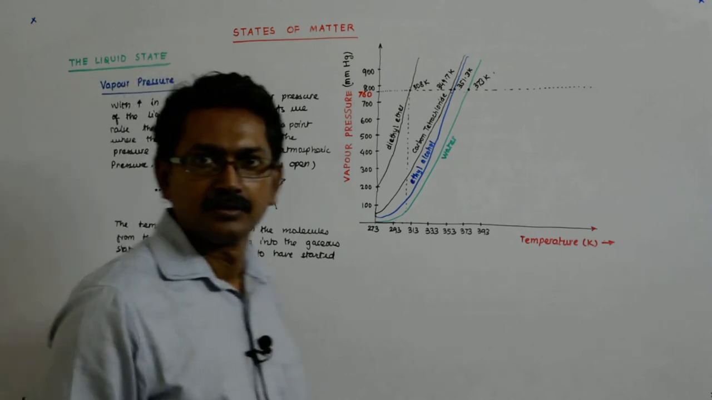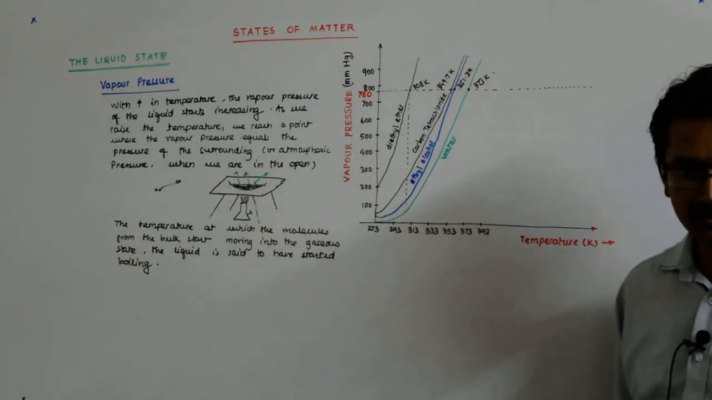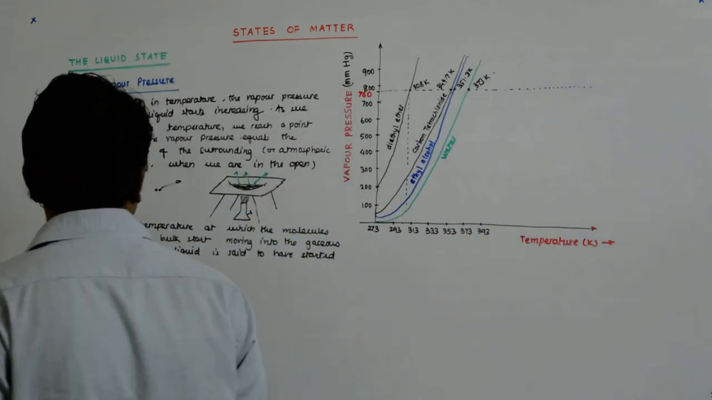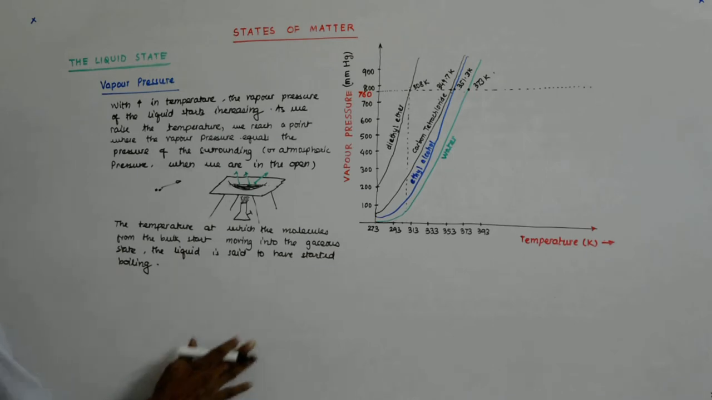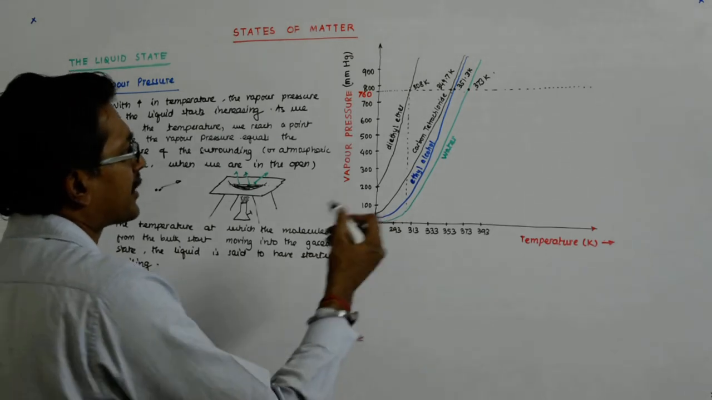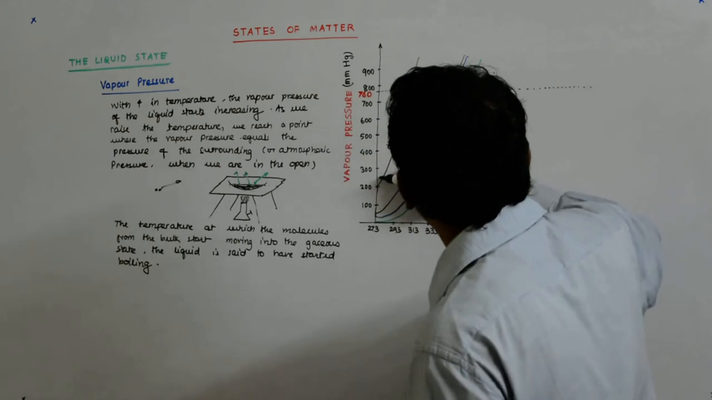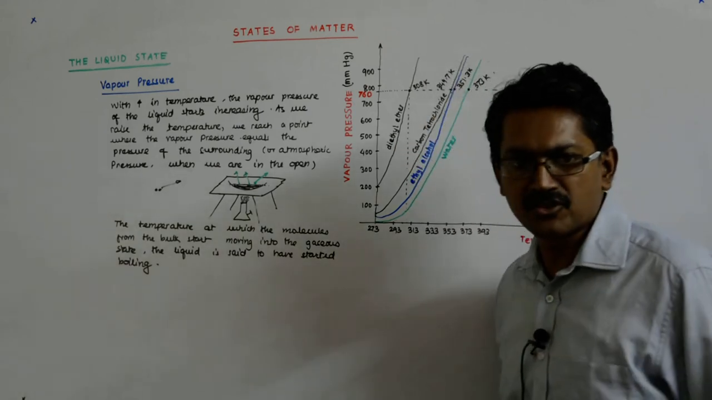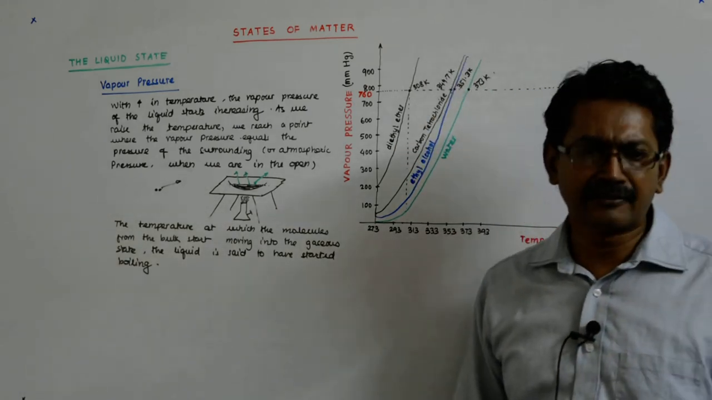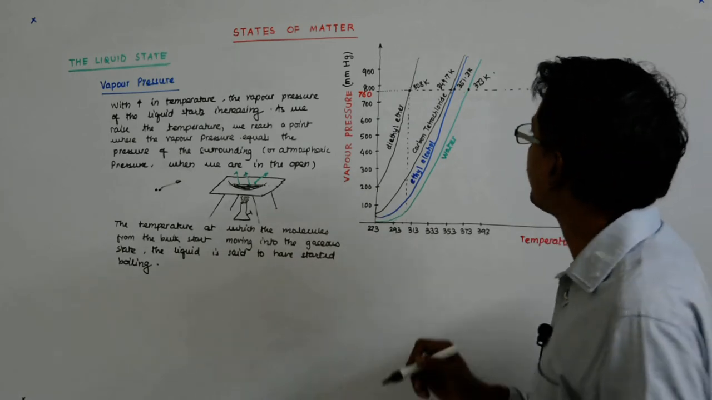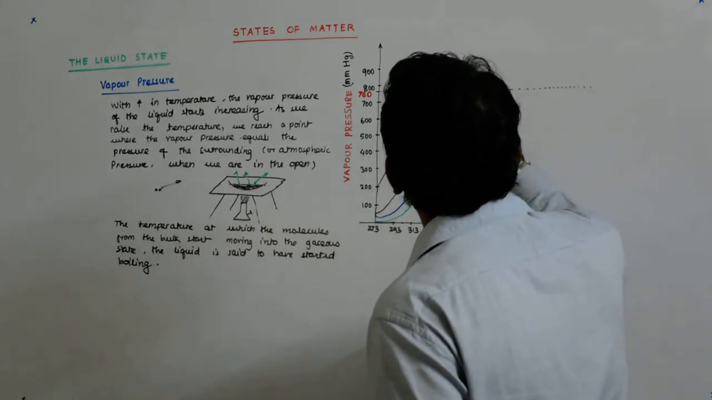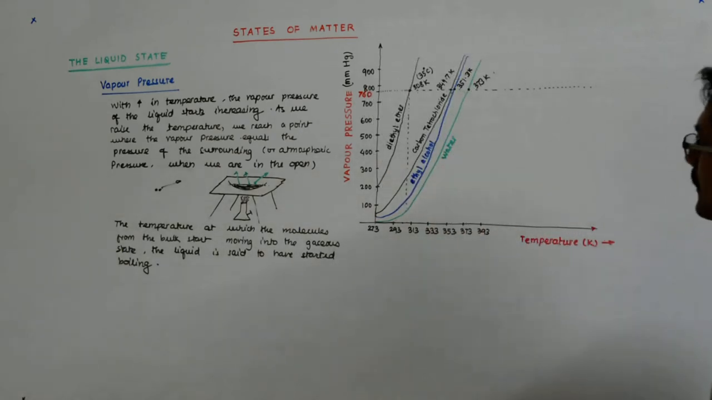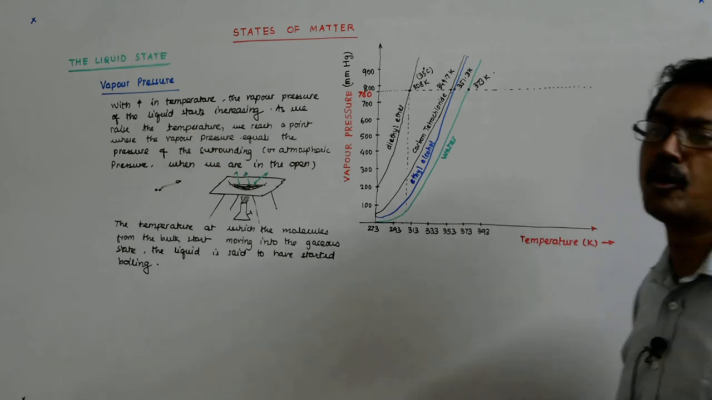Get the point? The liquid is now boiling. Okay. The liquid starts boiling. So let us try to see diethyl ether. I keep on increasing the temperature at 308 K, which is how many degrees centigrade? That is 35 degrees centigrade. At 35 degrees centigrade, its vapor pressure becomes equal to the atmospheric pressure.